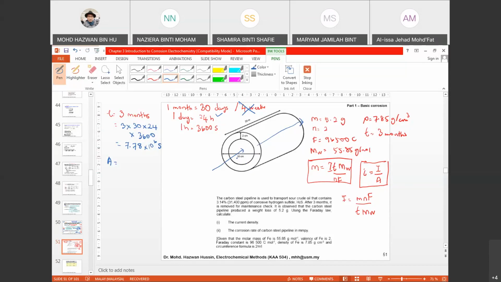The inner wall, the internal part. The internal part, yes. Of course, the internal part will be corroded. So what you should get is the area of the internal cylinder, the internal part. How are you going to calculate that? Anyone knows? I think I gave you the clue over here, circumference. Anything to do with circumference?